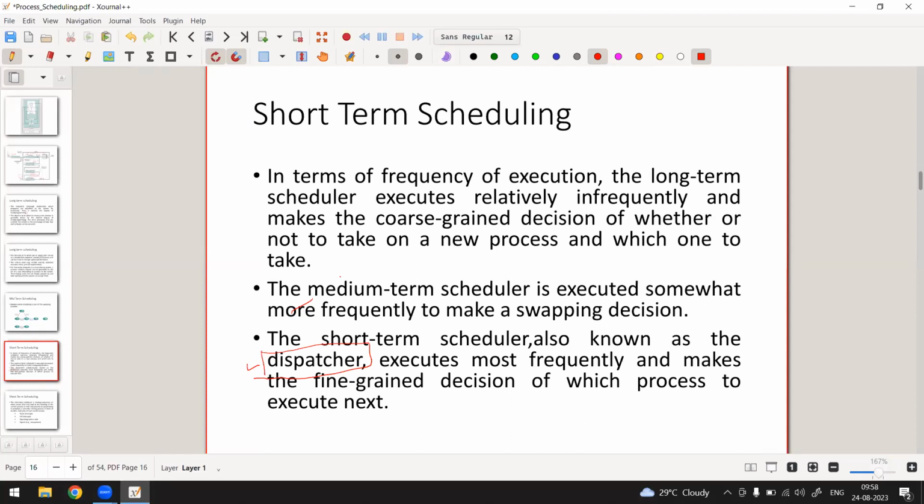It takes fine-grained decisions. What is the meaning of coarse-grained and fine-grained? Coarse-grained means broad decisions, and fine-grained means very specific decisions. In the short-term scheduler, it has to take an absolute decision about which process will actually be executed on the processor, whereas the long-term scheduler can take a broad decision whether a particular process will enter the system or not.